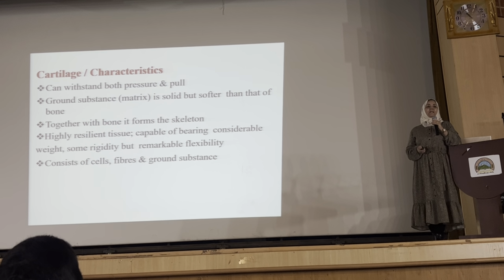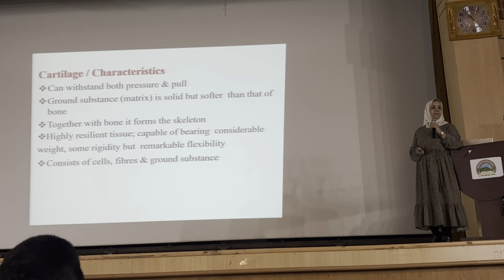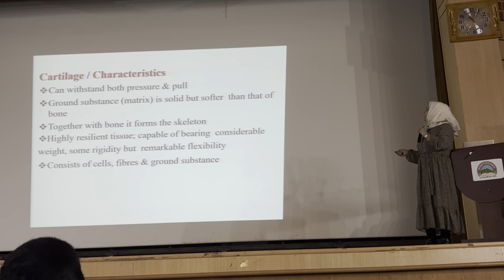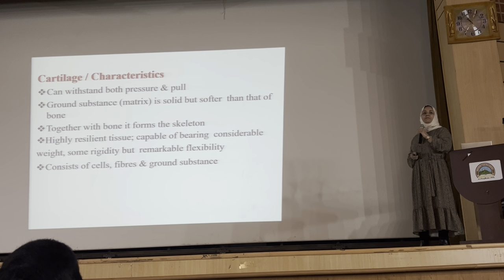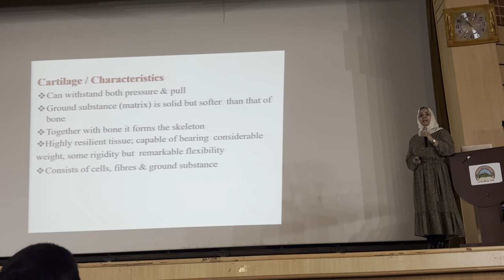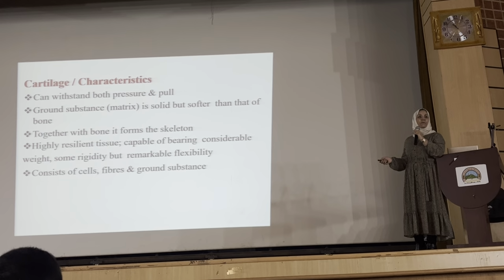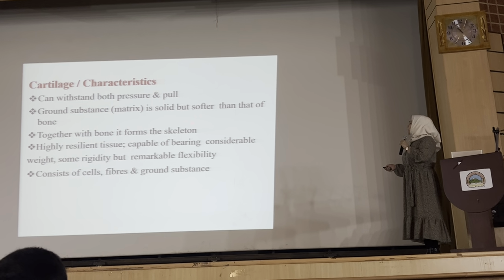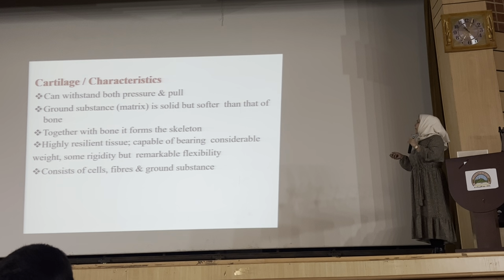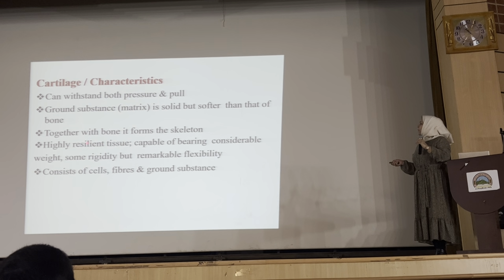Also, its ground substance, the matrix, which is the main component of the cartilage, is solid but softer than that of the bone. You know, the hardest tissue in the body is the bone. The second one is the cartilage. So the matrix of the cartilage contains ground substance. It's solid, but it is softer than the bone.